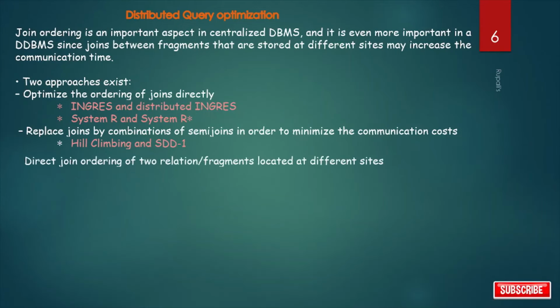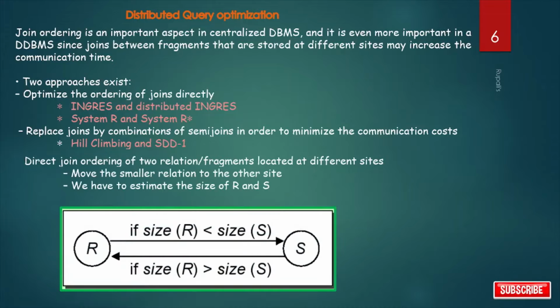Direct join ordering of two relations or fragments located at different sites. Say there are two relations located at different sites. One is R, another is S. First, we have to estimate the size of R and the size of S and move the smaller relation to the other side. If the size of R is less than the size of S, then move this relation R to this side. And if the size of S is less than the size of R, then move this relation to this side.